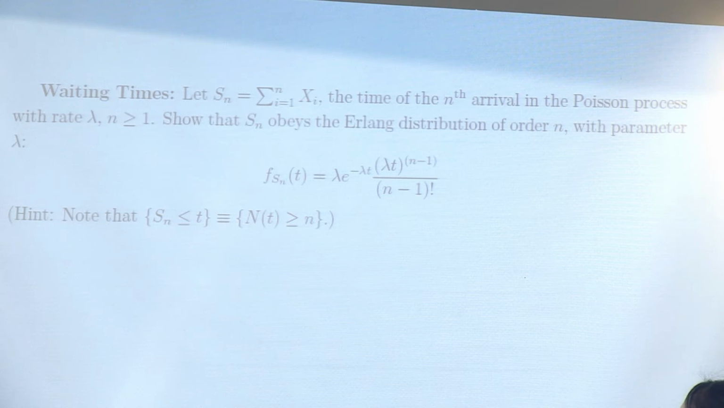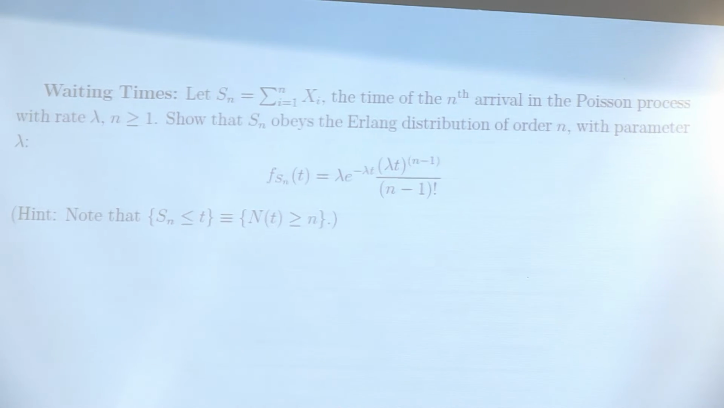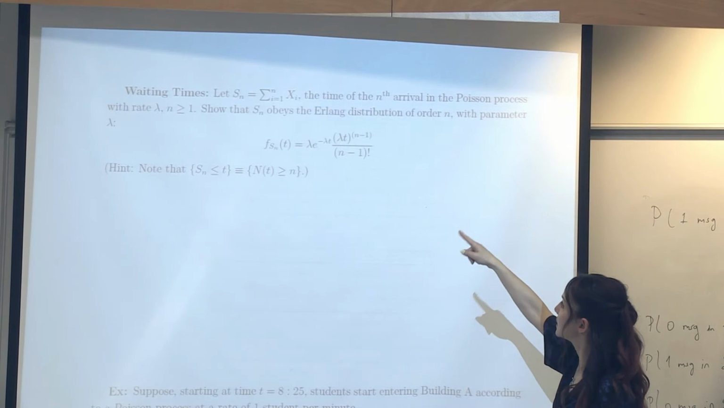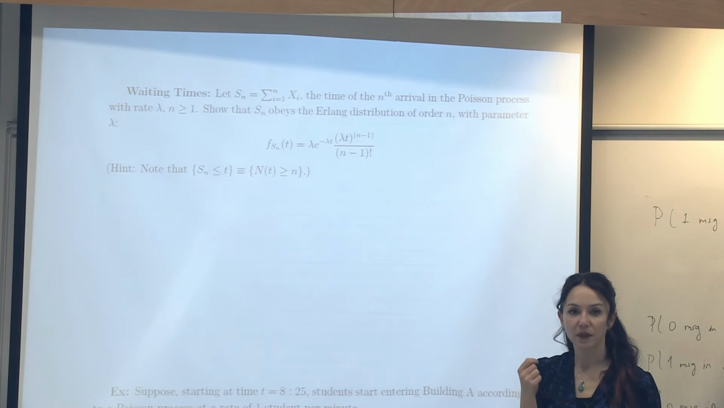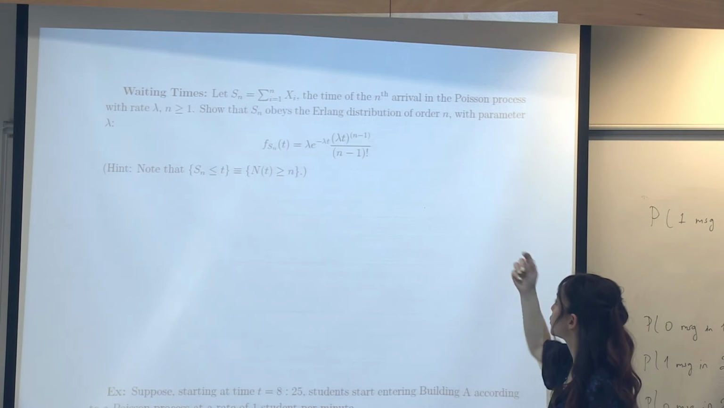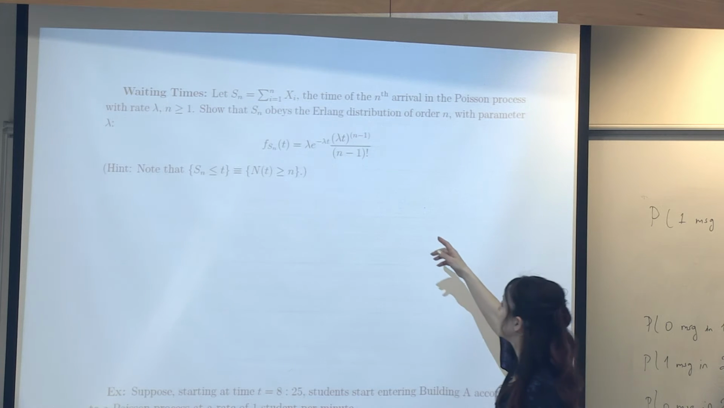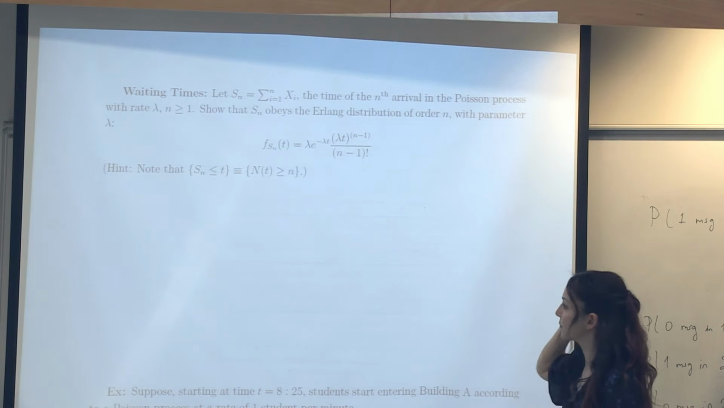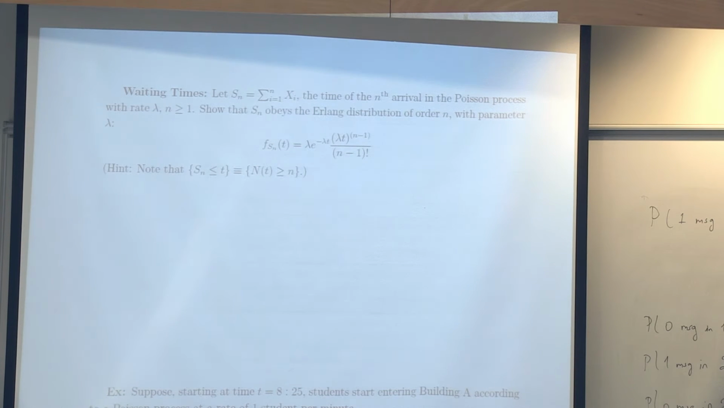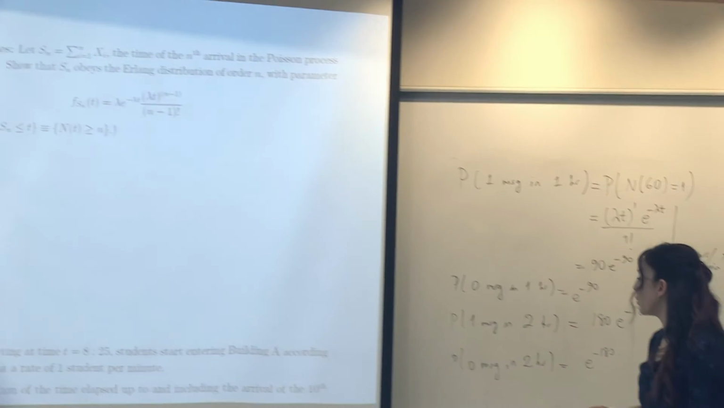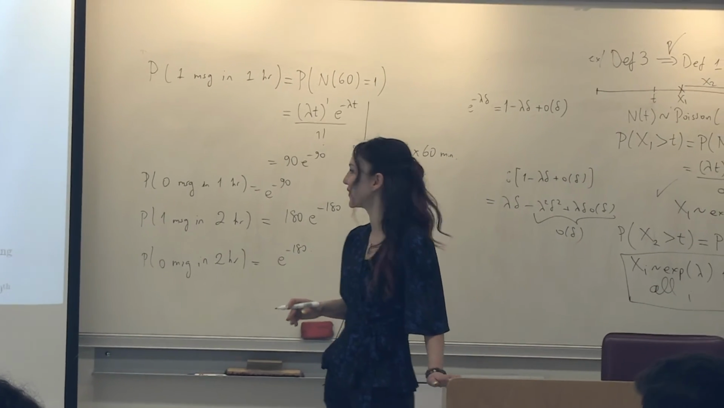Sn, of course, is given by the sum of the first n inter-arrivals, the Xi's. And we will show that this sum of n independent identically distributed exponentials with rate lambda obeys the Erlang distribution of order n with parameter lambda. You don't have to know it by heart, but we can easily show this. Let's just show it.